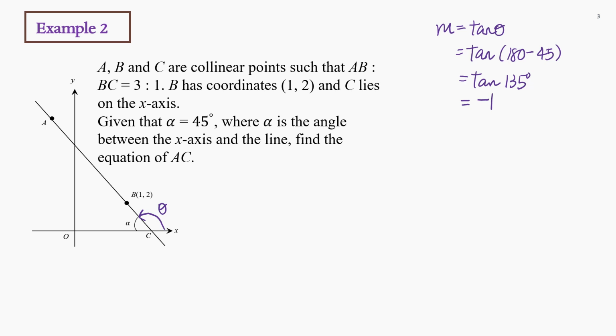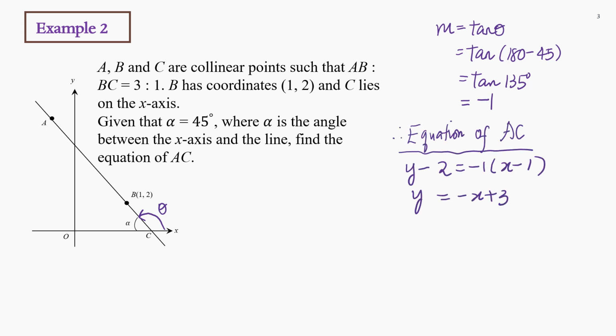And using the same concepts of what we've done earlier, we just substitute the gradient to be -1 and the point B (1, 2) into y minus y1 equals to m bracket x minus x1, and we can find the equations of the line AC to be y equals to negative x plus 3. So this is a different example of how you can actually be tested on this concept m equals to tangent theta.